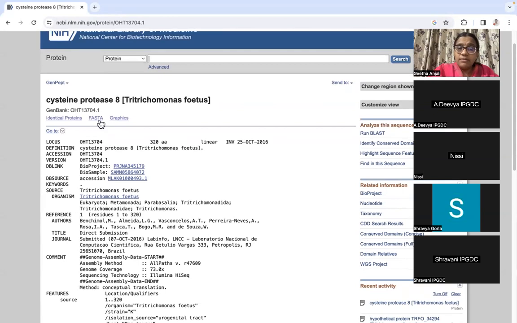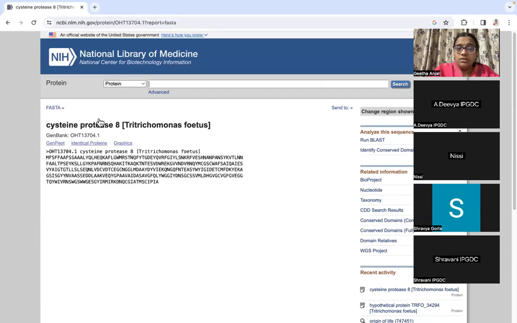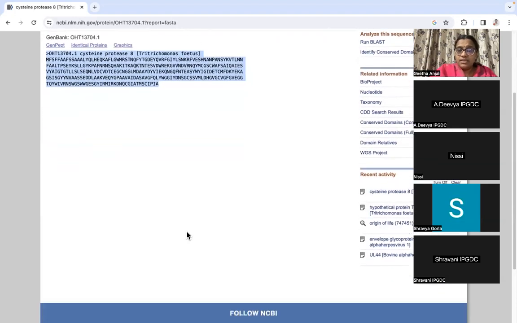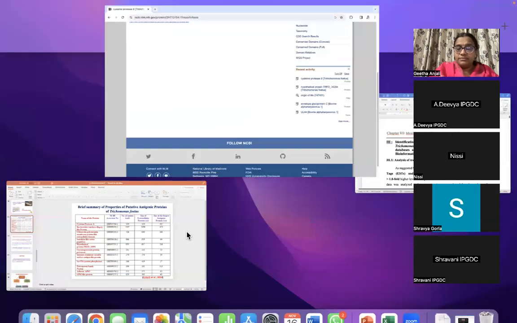Here itself you have a tab called FASTA. When you click on this FASTA, you will be directed to your next page, wherein you will get the amino acid sequence. Any FASTA sequence is indicated with a greater than symbol. You will have the accession number, the name of the protein, and the name of the organism from which it is isolated. And here you can see the amino acid sequence. You have to copy this and paste it in a Word file.